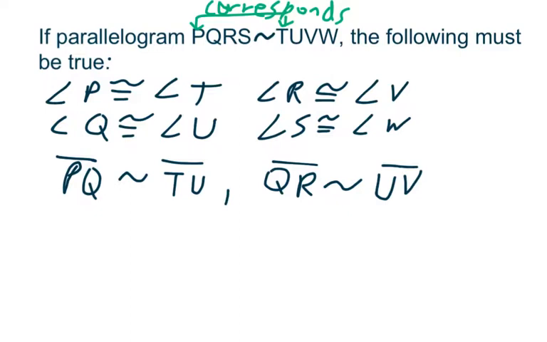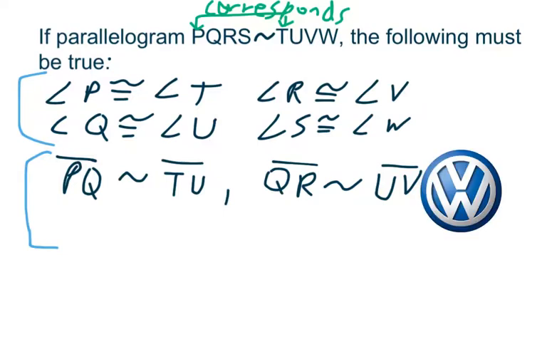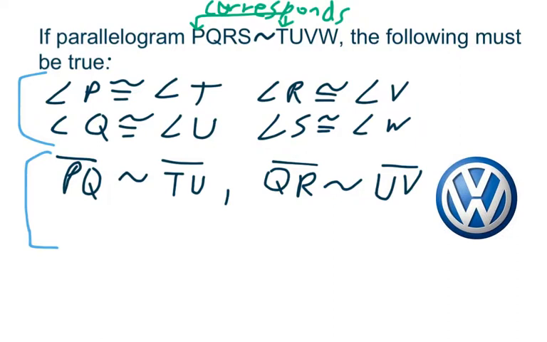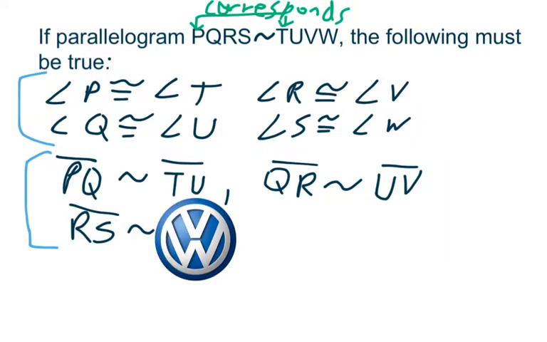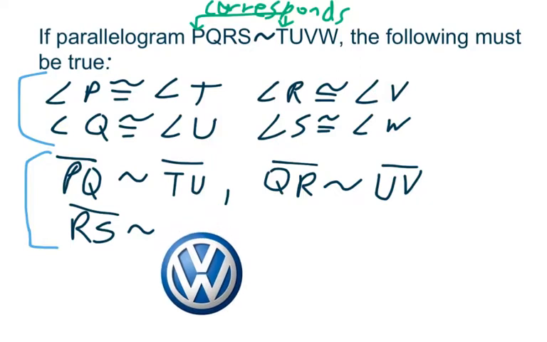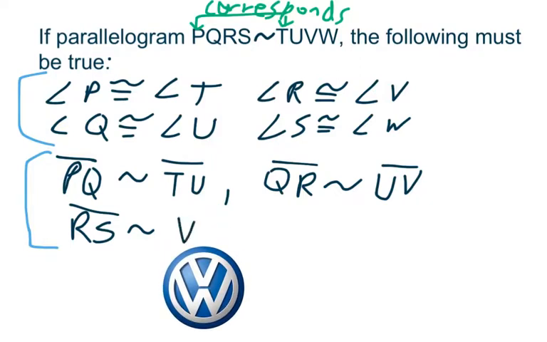And these were all the angles. And now I'm doing all the sides. So now let's do RS. RS goes with VW, the Volkswagen. Oh wait, maybe I should write that the other way, huh? There we go. And now our last one is a little trickier.